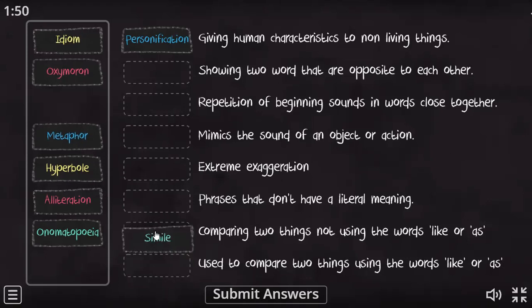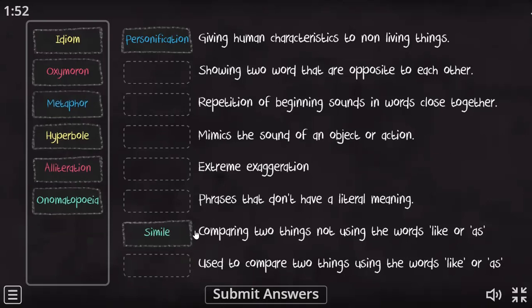Simile: comparing two things using the word like or as.